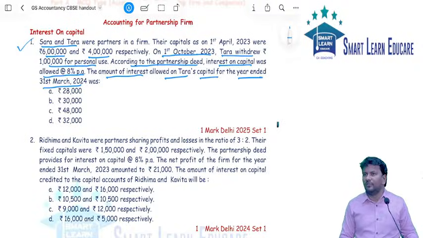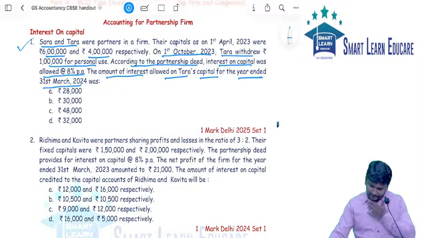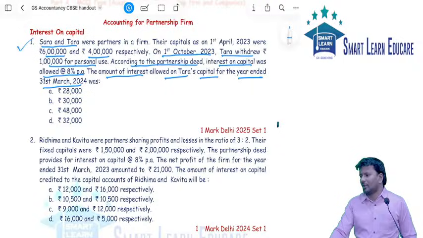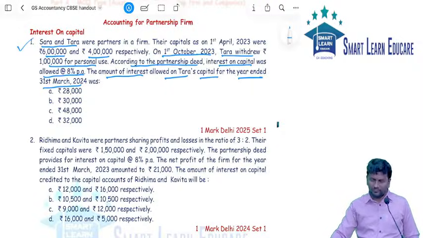First try and tell me the answer in chat, then I will proceed further. How to calculate interest on capital? First please do try.